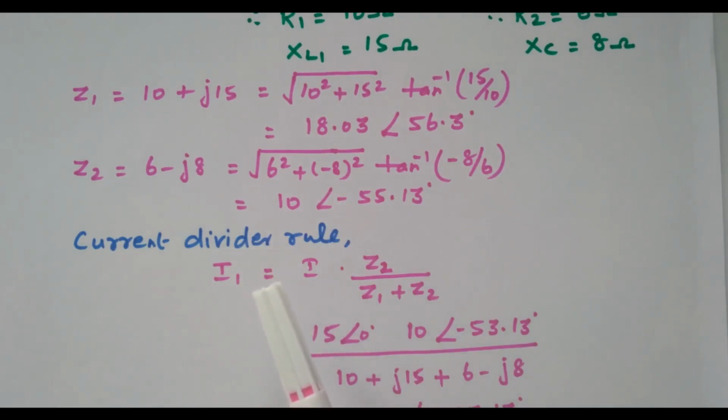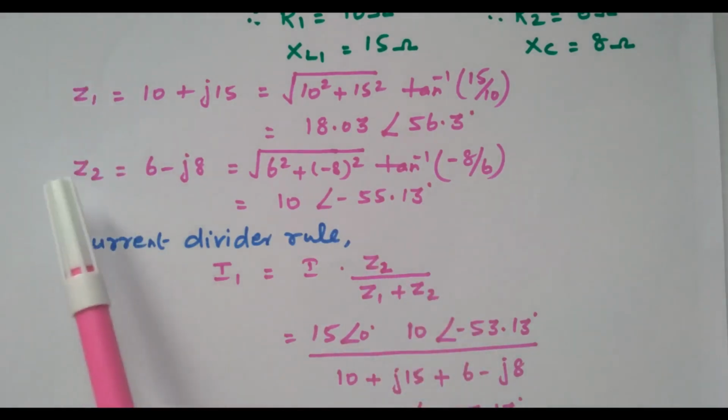Rectangular to polar, polar to rectangular conversion is available in the calculator. Similarly, Z2 equals 6 minus j8. So the magnitude is the square root of 6 squared plus minus 8 squared, using this real term and imaginary term. Then tan inverse of minus 8 by 6. By simplifying we got the magnitude as 10, and the angle is minus 53.13 degrees.